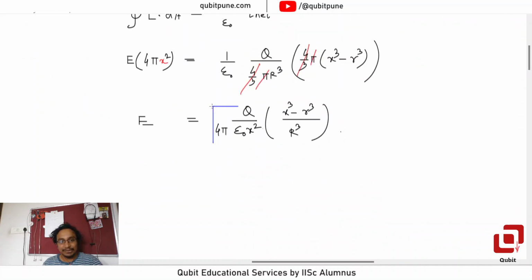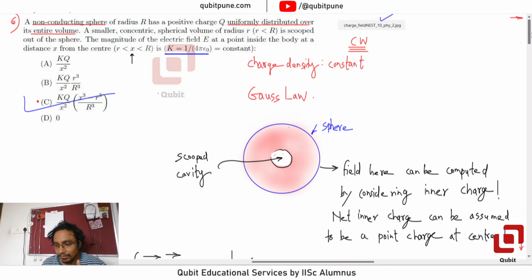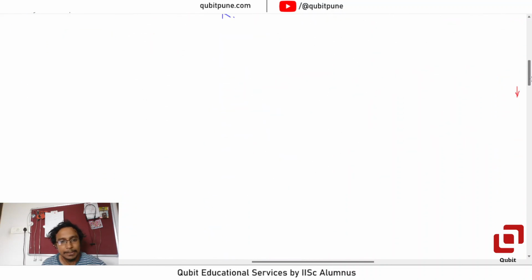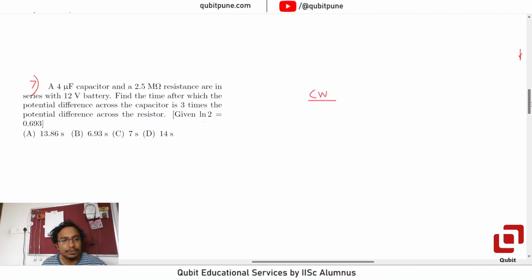तो ये वाला पार्ट k हो जाएगा. kQ/x² into (x³ minus r³) upon R³. Correct. So option C is right. अच्छा, others who are not responding, please speak out because it's for your benefit, not my benefit. So raise your hands if you have understood this. Cool. Let's now go to 7th.